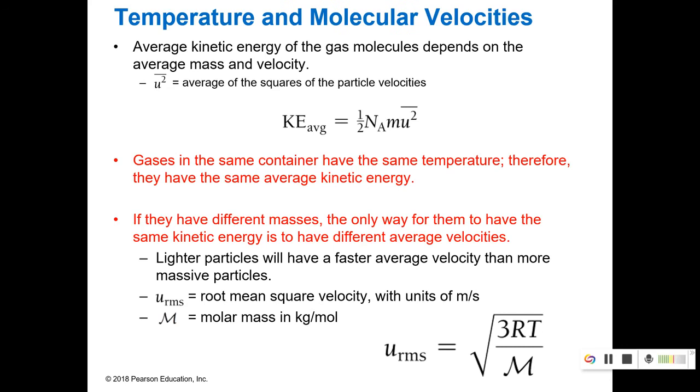As for the velocities, I'm not going to ask you to do any of these calculations. I do need you to know that gases in the same container that have the same temperature will have the same average kinetic energy. If they have different masses, for them to have the same kinetic energy, their velocities have to be different because mass is part of it. If you remember the basic equation from physics, it's 1/2 mv squared. So that mass is important. A larger mass, to have the same kinetic energy, would have a smaller velocity. And a really small mass, to have the same kinetic energy, would have a faster velocity.